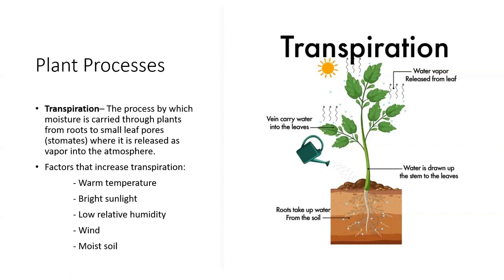And the stomata is going to be open. So some factors that increase transpiration, or increase water loss through vaporization through the leaves, are hot temperatures, very bright sunlight, low relative humidity, wind, and also moisture. Again, those are factors that affect transpiration rates. The hotter it is, the lower the humidity, the faster moisture is going to be released.